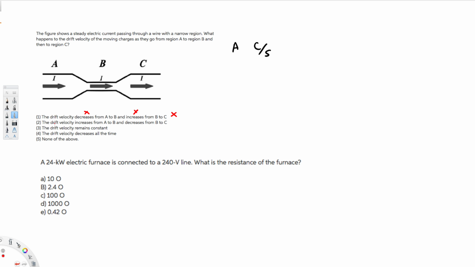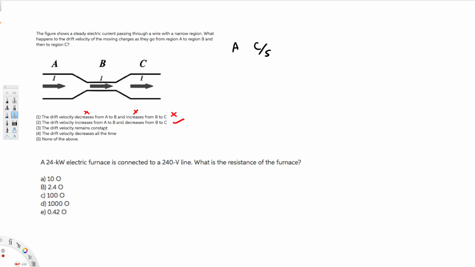Let's look at the second one. It says that the drift velocity increases from A to B and it decreases from B to C. So increases from A to B, yeah, it has to increase because then only it can maintain the flow rate, and it has to decrease the speed right here, then only it can maintain the flow rate. So this one's correct. Let's look at the third one.